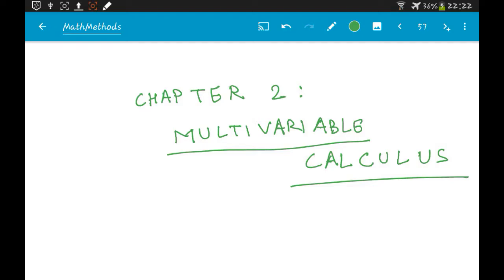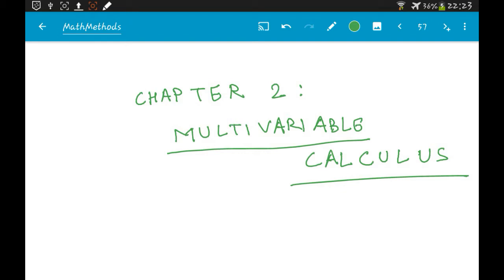Okay, we now move on to chapter 2, which is multivariable calculus. When you look at multivariable calculus, all it means is that this is the calculus of a function which is dependent on two or more variables. So what is an example of a naturally occurring function in the physical systems that we have learned so far, which is of two or more variables?